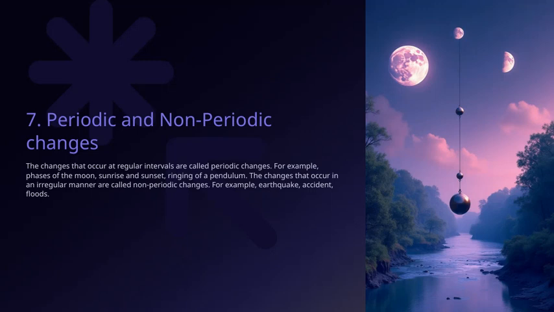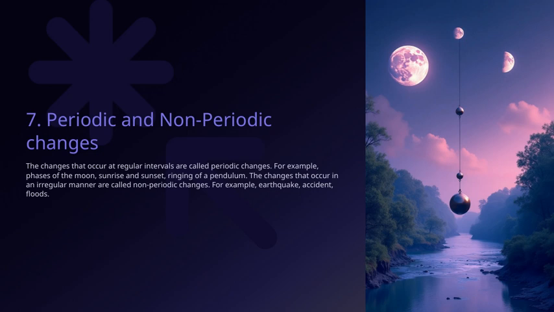Let's talk about periodic and non-periodic changes. Periodic changes are those that happen at regular, predictable intervals. For example, think about the phases of the moon. They follow a cycle. Or consider sunrise and sunset. They occur at specific times each day. Even the swinging of a pendulum is a perfect example of a periodic change because it repeats in a consistent pattern.